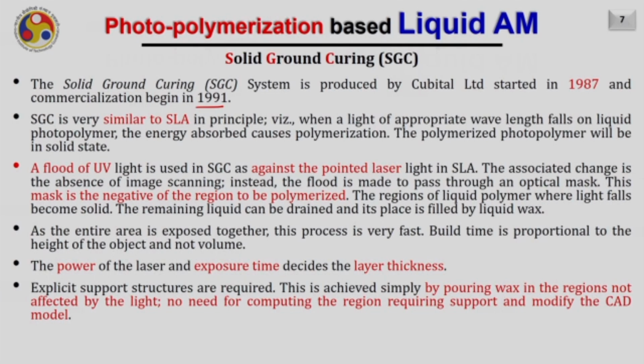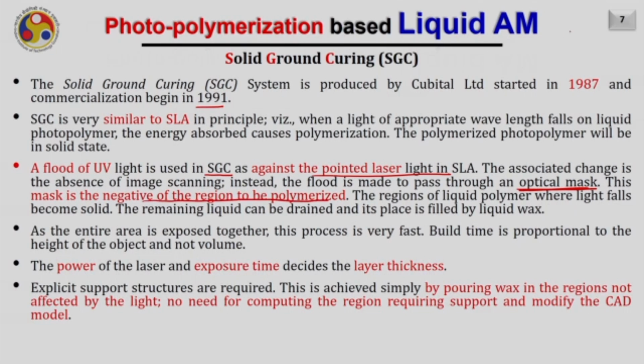A flood of UV light is used in solid ground curing as against the pointed laser in the case of SLA. The associated change is the absence of image scanning. Instead, the flood is made to pass through an optical mask. This mask is nothing but the negative of the region to be polymerized.